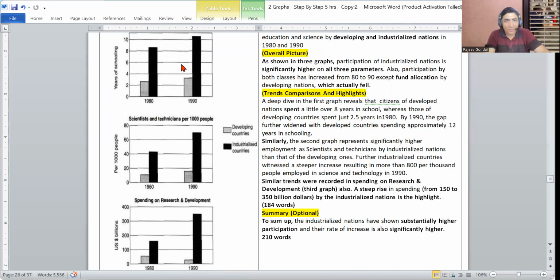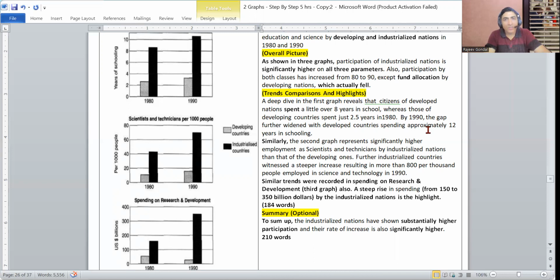You can read it, and in fact this line is also added here, but it is not very important. Even if you write one line, that is enough. The second sentence, also participation by both classes has increased from 80 to 90, except fund allocation. There should be a comma here, except fund allocation. So this is not very important. You can ignore this particular sentence, or even if you don't write it, it is fine. You are supposed to be very precise while writing about the graph, okay?